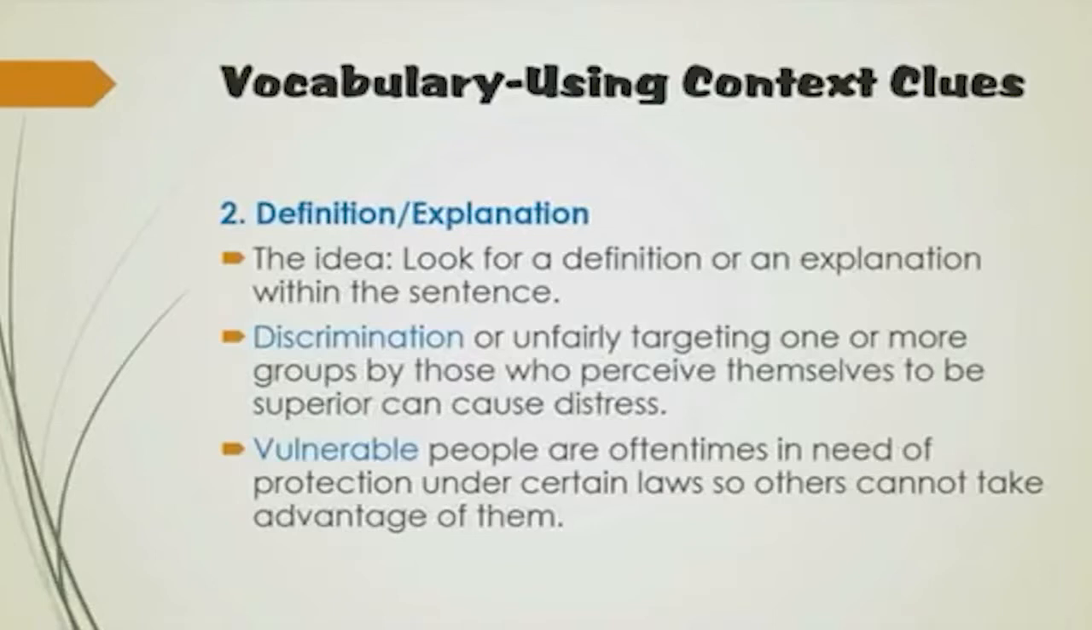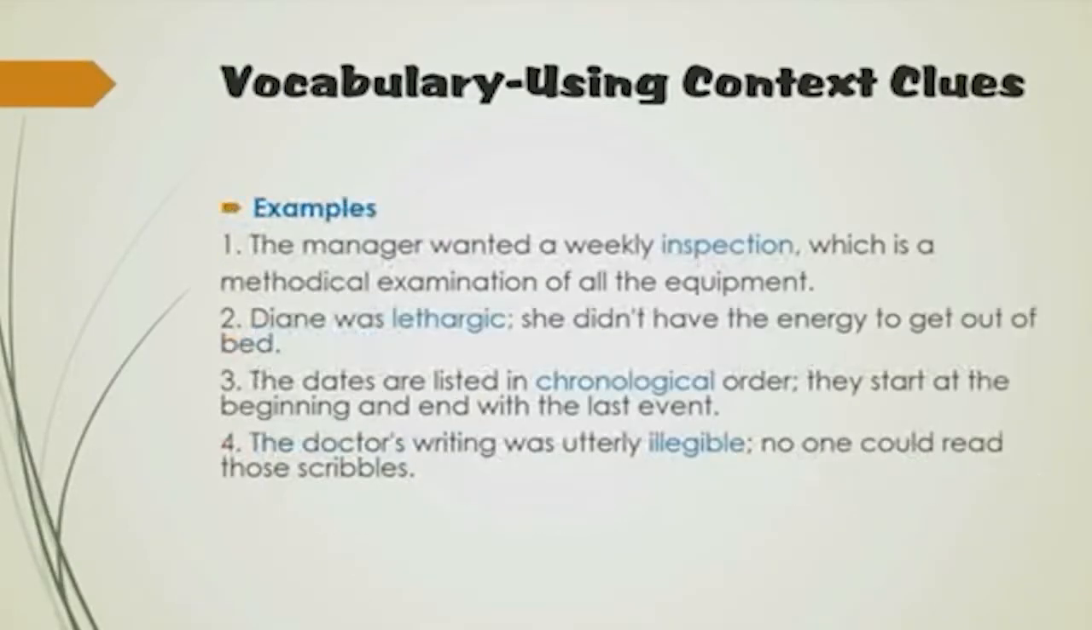Vulnerable. Vulnerable people are sometimes in need of protection under certain laws so others cannot take advantage of them. All right? So who are vulnerable people? What does vulnerable mean? So these are people who need protection. So it sounds as though they are defenseless, right? They cannot take care of themselves very well, and so they need help. They need protection. They need laws to take care of them. All right? And if this doesn't happen, then of course, people will take advantage of them.